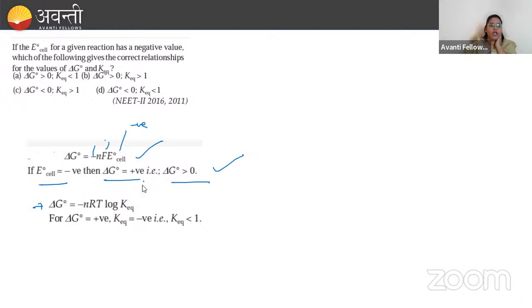Very good, Lakshmi. So what will be the delta G value? Minus RT log of K equilibrium. So as delta G is positive, what will be the K equilibrium? The log will be negative, so K will be less than 1. So what will we write here? What is our correct answer? Delta G is greater than 0 and K equilibrium is less than 1. Option A. Very good, Lakshmi. Next problem.